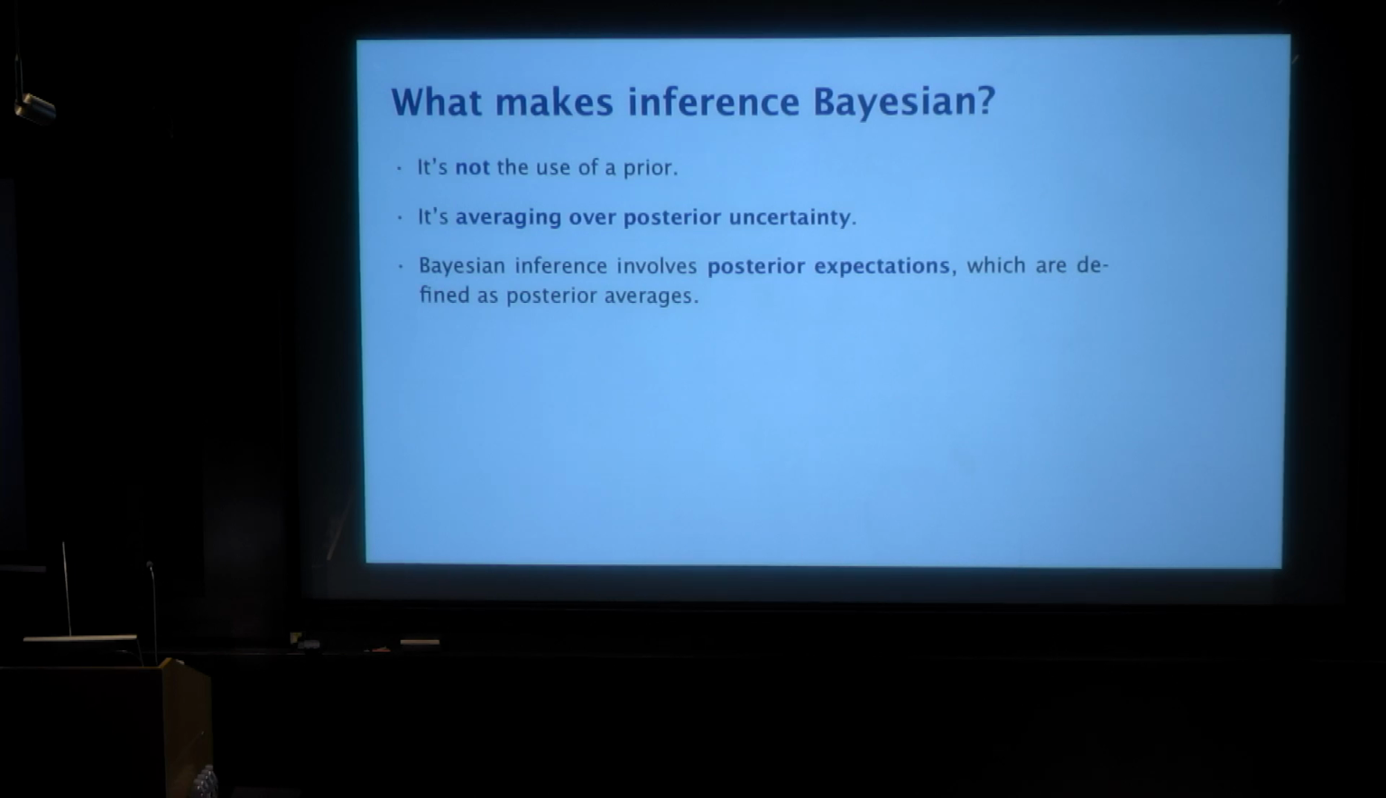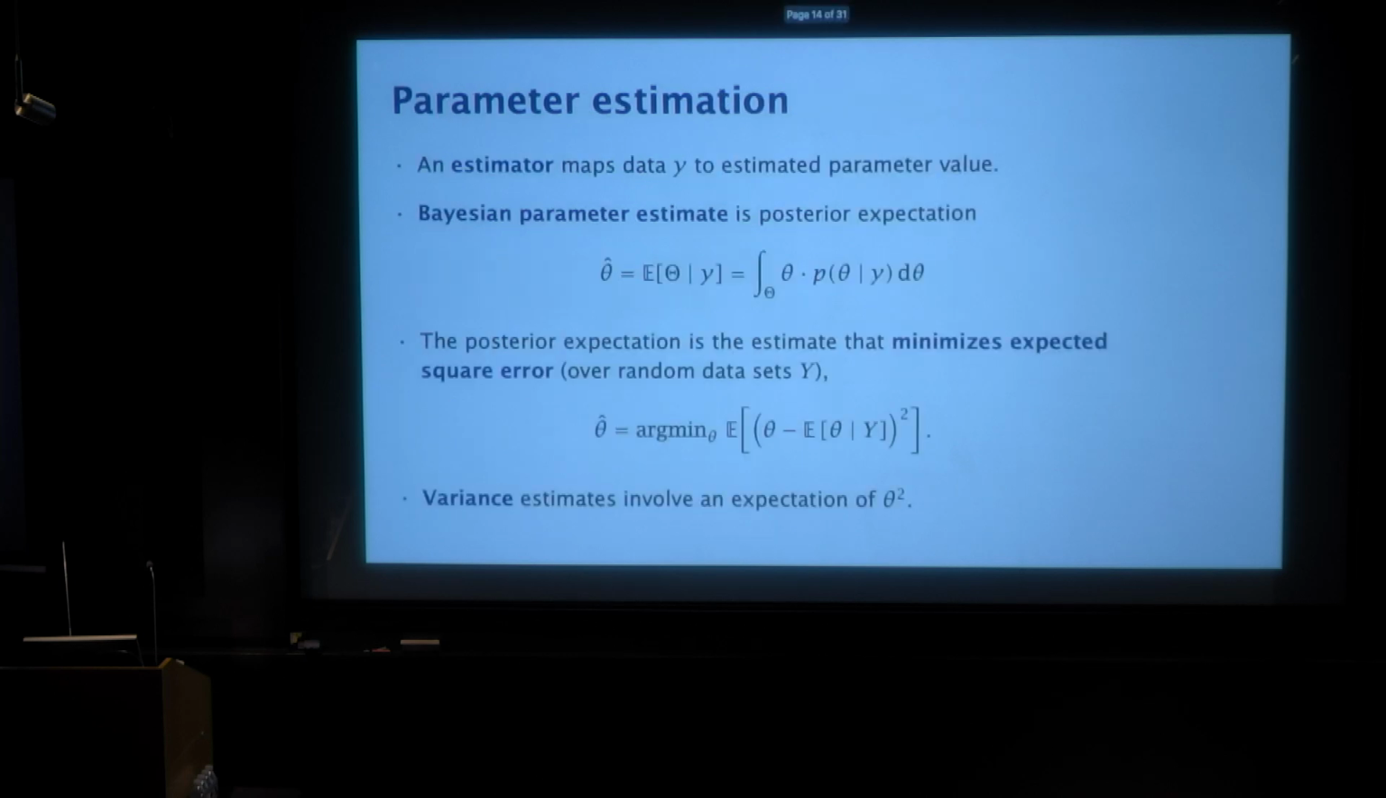So what makes this inference Bayesian? Normally people, at least in machine learning, will call any method Bayesian if it involves a prior. It turns out the prior is not the important part of making something Bayesian. A statistician doesn't call something Bayesian unless the estimates it gives you are averaging over posterior uncertainty in some way. What Bayesian statistics does is really about taking your uncertainty into account, so it involves posterior expectations, typically defined as posterior averages. Let's go through some of those.